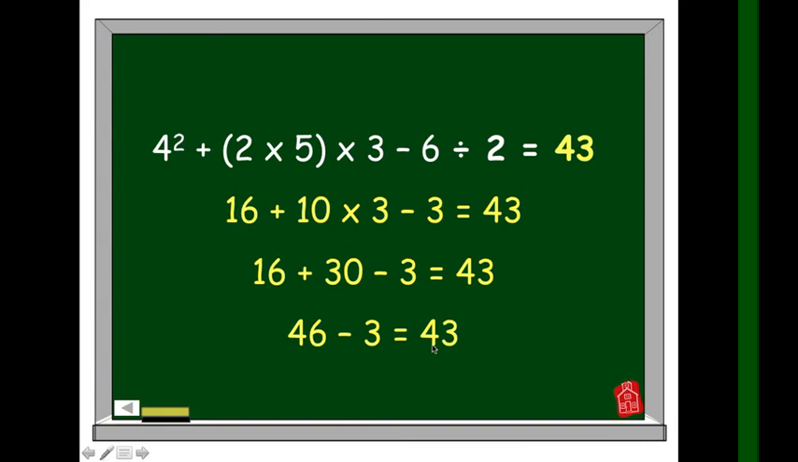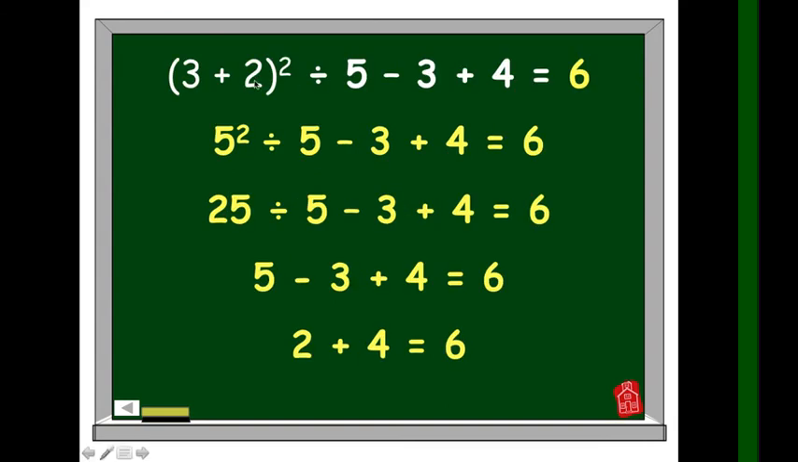Nakakasunod ba? Another, 3 plus 3 squared divided by 5 minus 3 plus 4 is equal to 6. Since meron tayong open and close parenthesis, mauuna ito. So, that is equal to 5. Then 5 squared, which is the exponent, that's equal to 25. Alin mauuna? 25 divided by 5, 5 minus 3, or 3 plus 4? Very good. Mauna ang division. So, 25 divided by 5 is 5. Then, from left to right, pwede na tayo kasi addition tsaka subtraction ito. So, 5 minus 3 is 2 plus 4 is 6.